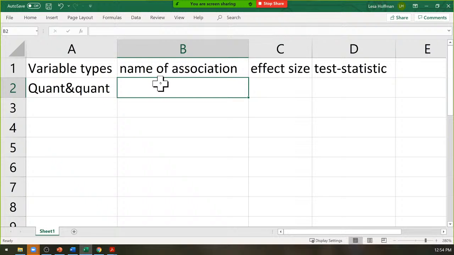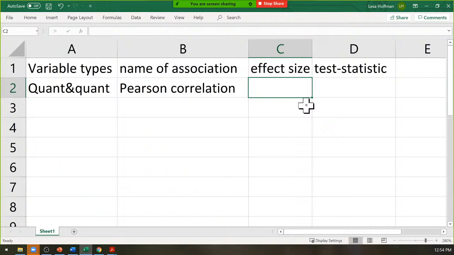Okay, what goes here? Pearson or Spearman? Yeah, so I'm going to do Pearson first. So we call this Pearson correlation. That's what the technique is called. Like in your results section, you would say, I used Pearson correlation to examine the association between this and this.